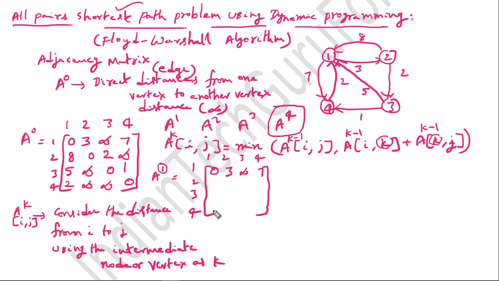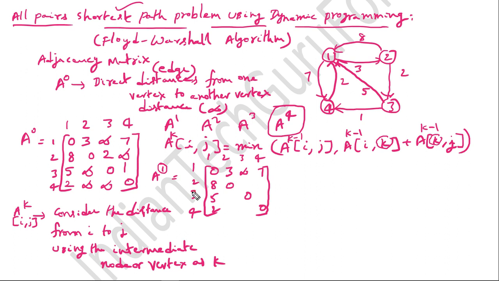Similarly, as far as the columns are concerned, from 1 to 1, 2 to 1, 3 to 1, 4 to 1, what does it mean? 1 is the destination vertex, but 1 must be the intermediate vertex, in between vertex. So the first column values will be the same: 8, 5, 2. Similarly, 1 to 1, 2 to 2, 3 to 3, 4 to 4 will be 0. That is fixed. These values are fixed in A power 1.